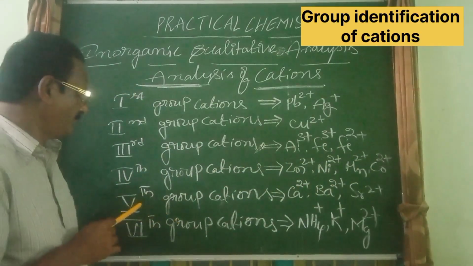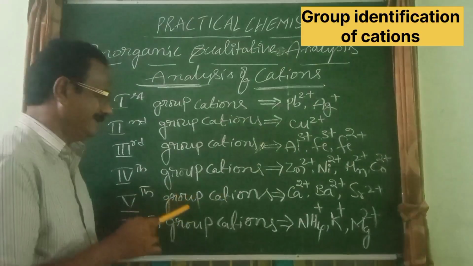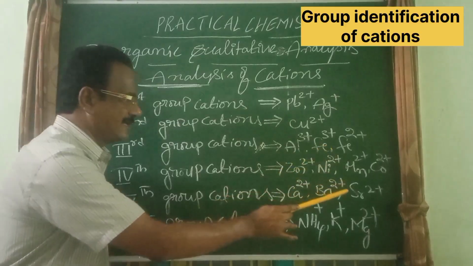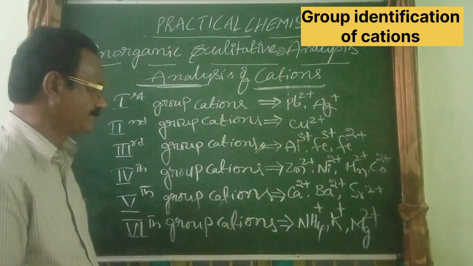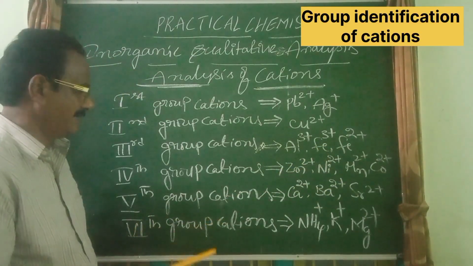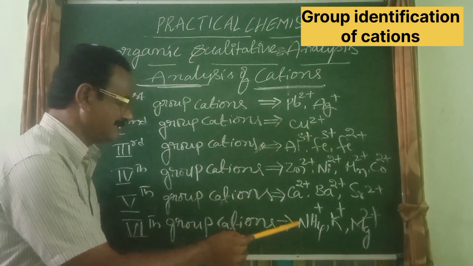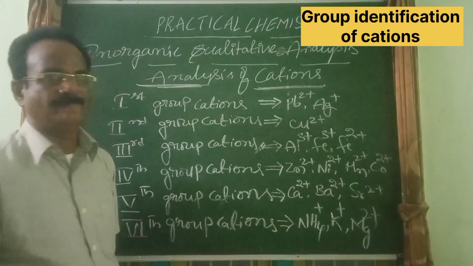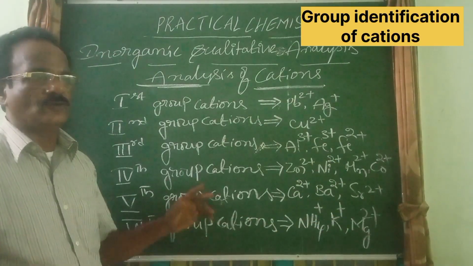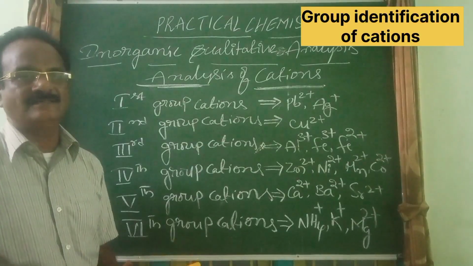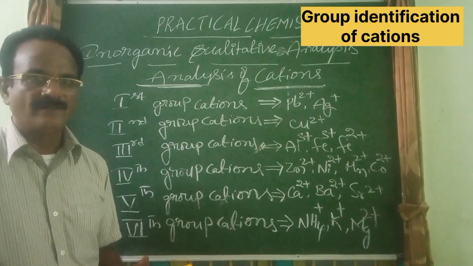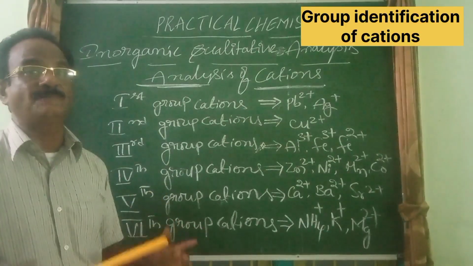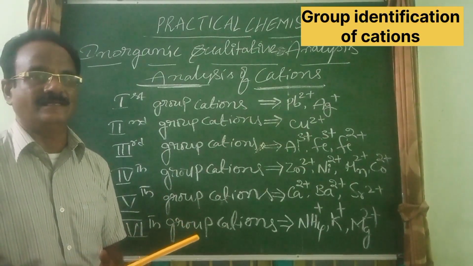Is it clear? Fifth group cations. In this group, Ca2+, Ba2+, Sr2+ are incorporated. Sixth group cations. This group contains NH4+, K+, Mg2+. So after knowing the group division of cations in inorganic practical chemistry, one has to identify the group of cations present in the given salt. Is it clear?